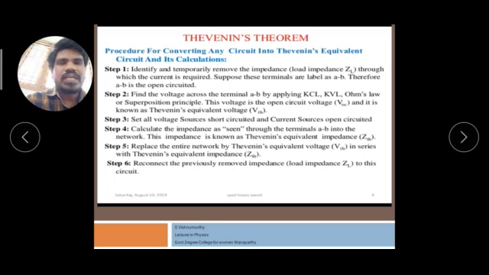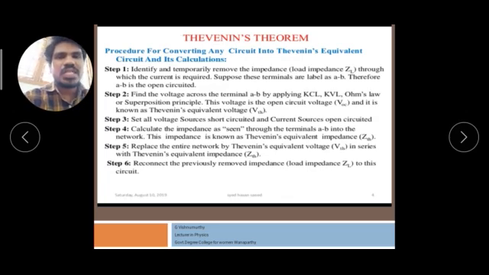Step 4, calculate the impedance as seen through the terminals AB into the network. This impedance is known as the Thevenin equivalent impedance, denoted with ZTH. Step 5 is replace the entire network by the Thevenin equivalent voltage VTH in series with the Thevenin equivalent impedance ZTH. And step 6, reconnect the previously removed impedance, that is the load impedance ZL, to this circuit. So these are the 6 steps involved in the Thevenin theorem.